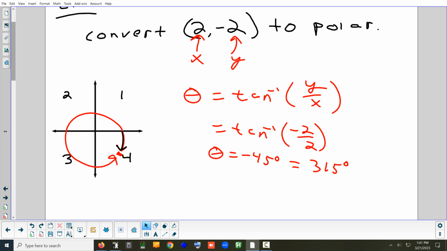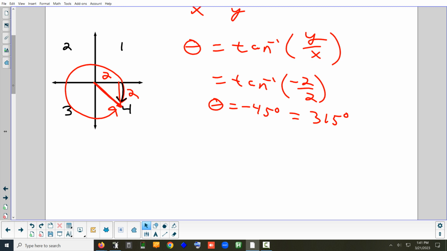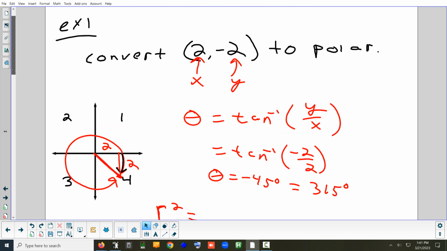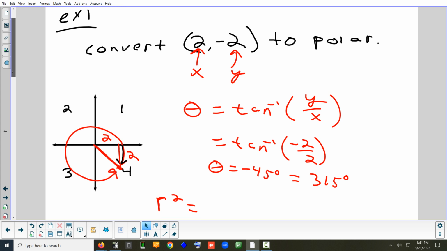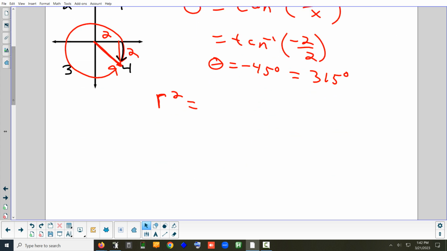All right, now we need our radius. You can think of your radius as being the hypotenuse of a triangle. So this side is 2, and that side is 2, and you're solving for that. Sam, can you set up my formula to find my radius? r squared equals 2 squared plus -2 squared. Yep, so 2 squared plus -2 squared.